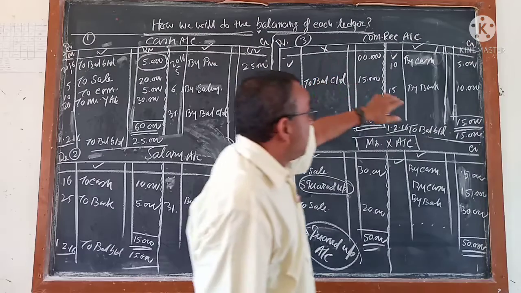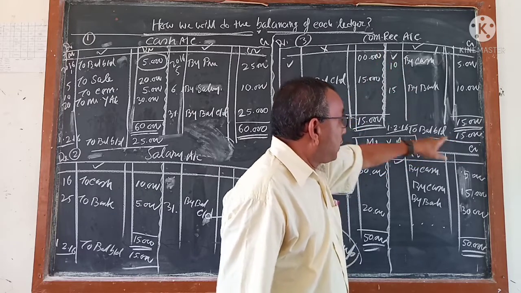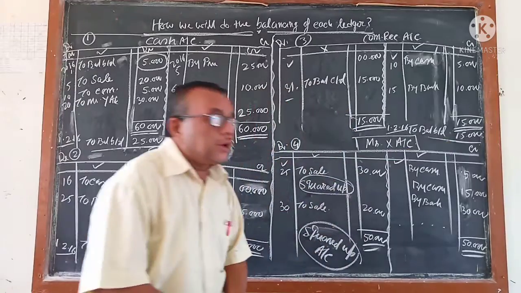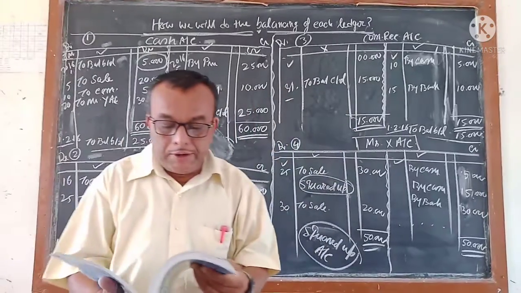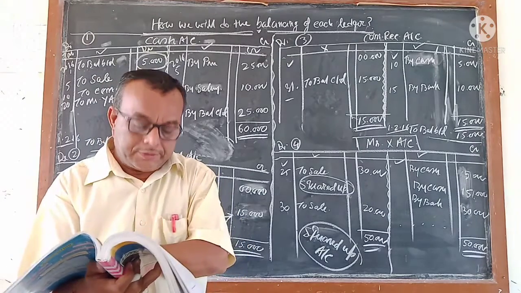But commission account credit balance, because BD comes on the credit side. So commission account credit balance is 15,000, and Mr. X account you will not have any balance. So you will not find out, this is not the balance of that.